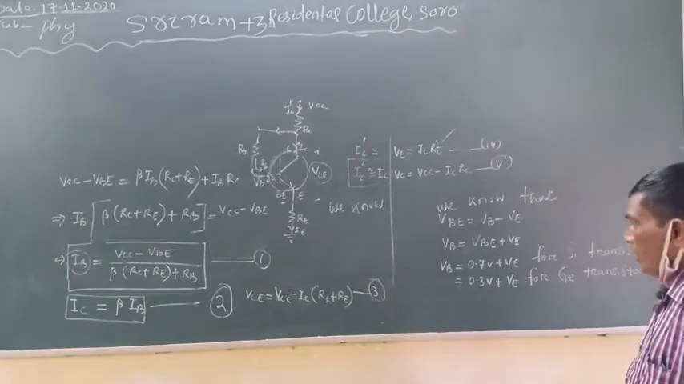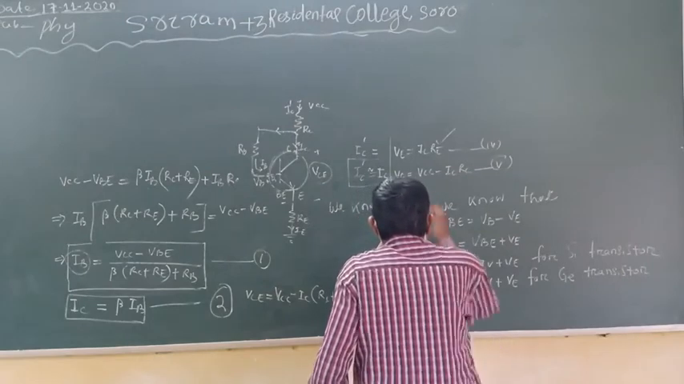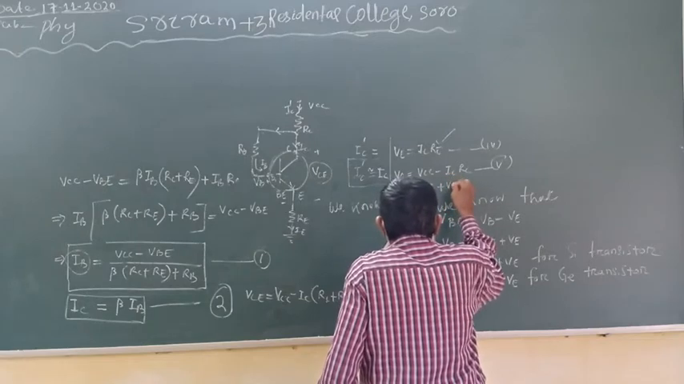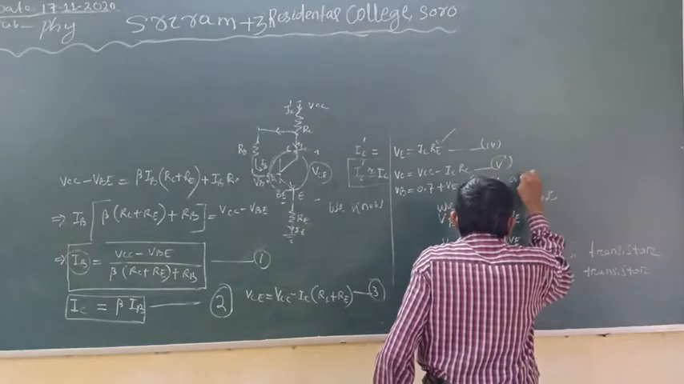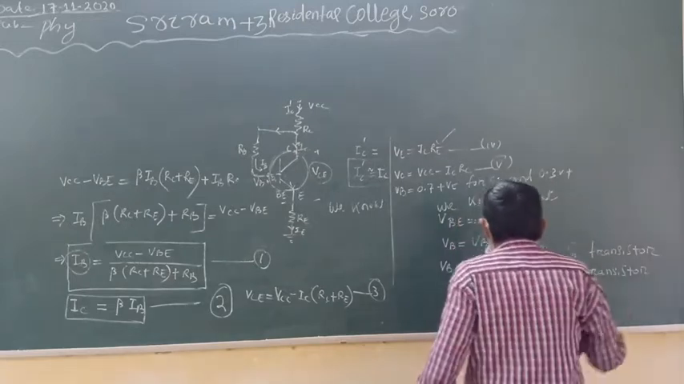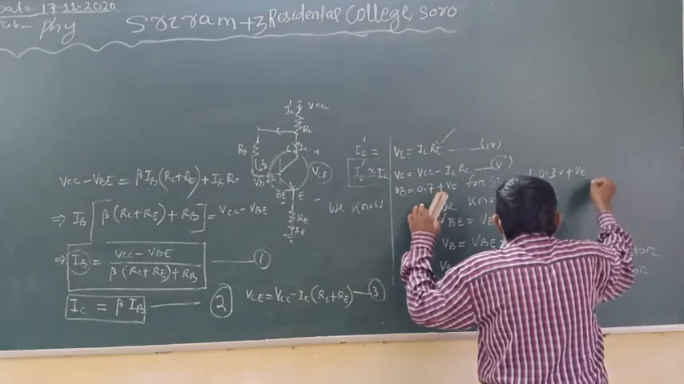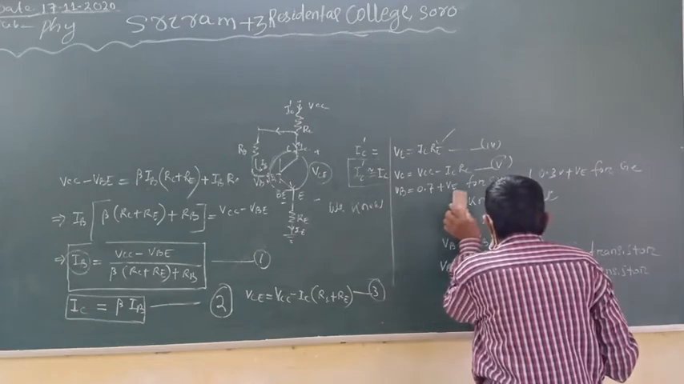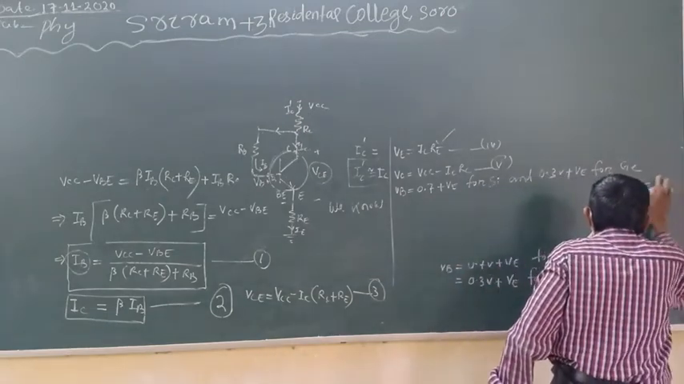Now we calculate Vb equal to 0.7 plus Ve for silicon and 0.3 volt plus Ve for germanium. This is equation number 5, and this is equation number 6.